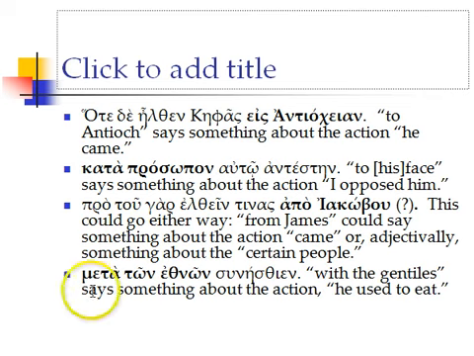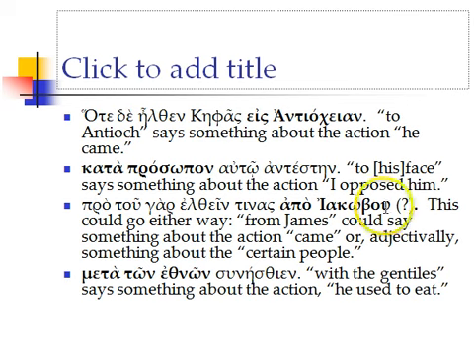And we can skip down to the fourth one. Meta ton ethnon says something about the action, sunesthien. He used to eat. Just for the record, that's an imperfect indicative. So speaking about action that continued over some time in the past, he used to eat meta ton ethnon, with the Gentiles. The prepositional phrase is adverbial. It's telling us about the eating.